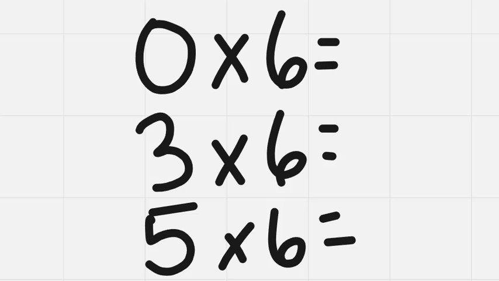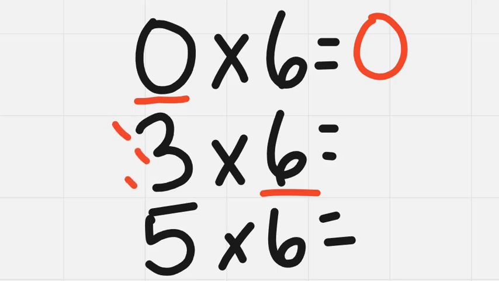Let's answer these together. If you're not finished, you may copy down what you're missing. With 0 times 6, we're multiplying by 0. Whenever you multiply by 0, the answer is always 0. With 3 times 6, we're going to count by 6 on the 3. Count with me. 6, 12, 18. 3 times 6 equals 18.